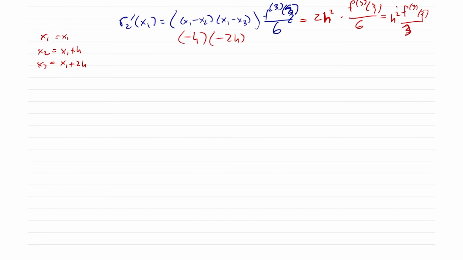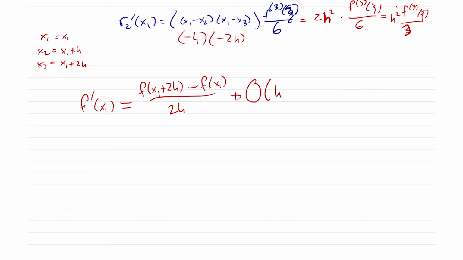Now, what we can say then is that f prime at x1 is equal to f of x1 plus 2h minus f of x1 divided by, say, 2h, just like we had before, and then we can also say big O of h squared. But notice our big O constant is twice as bad as before.